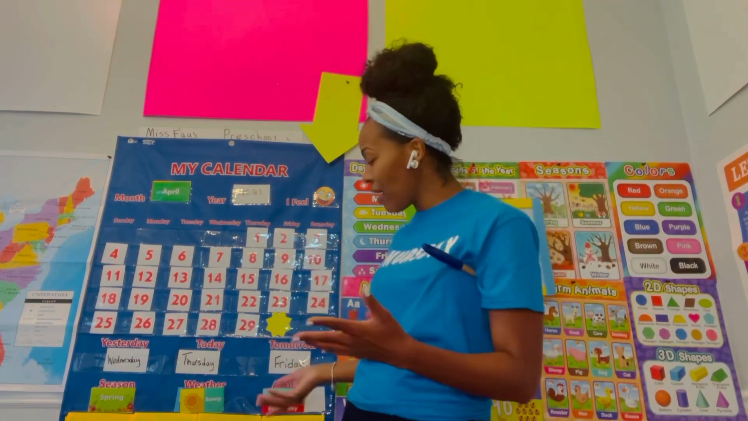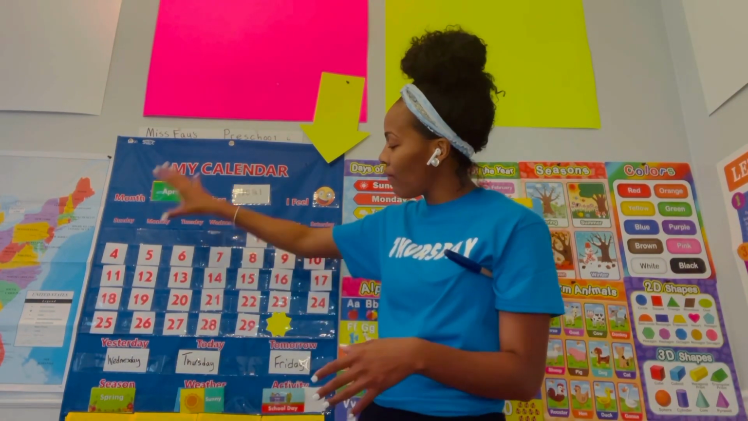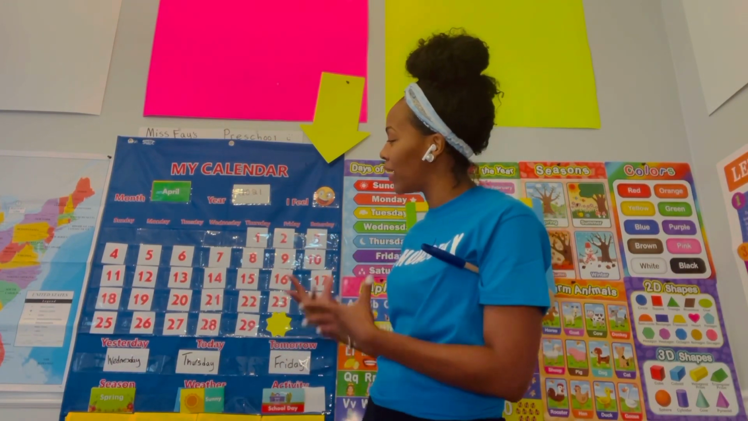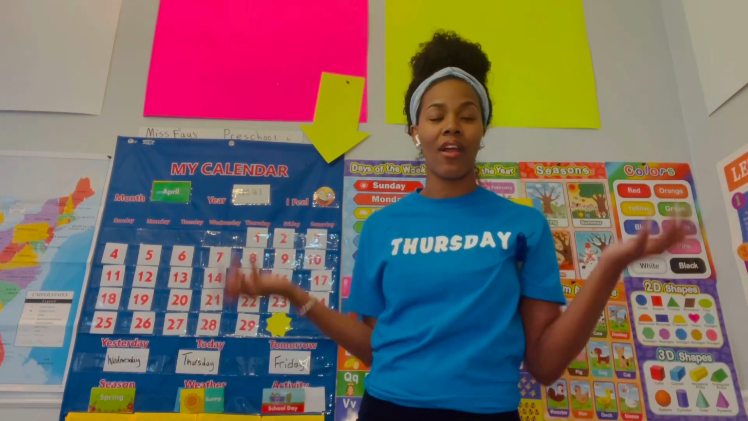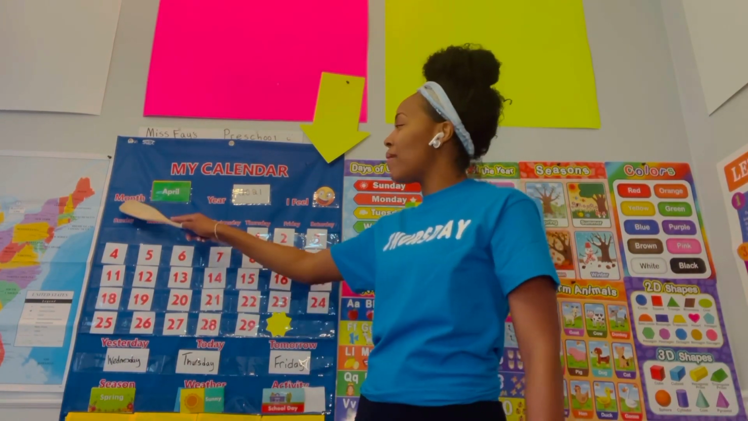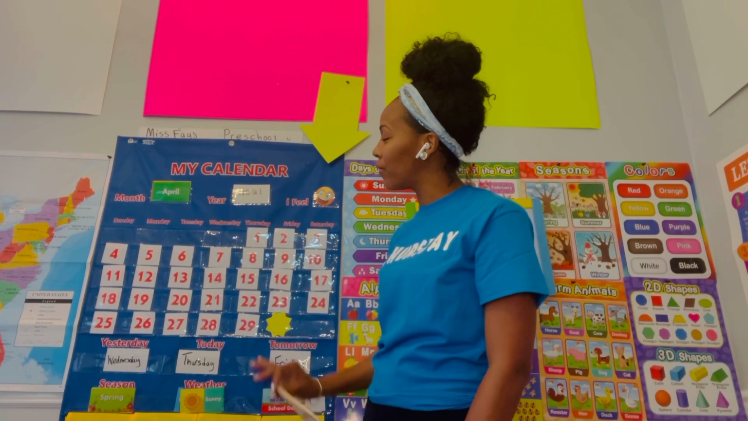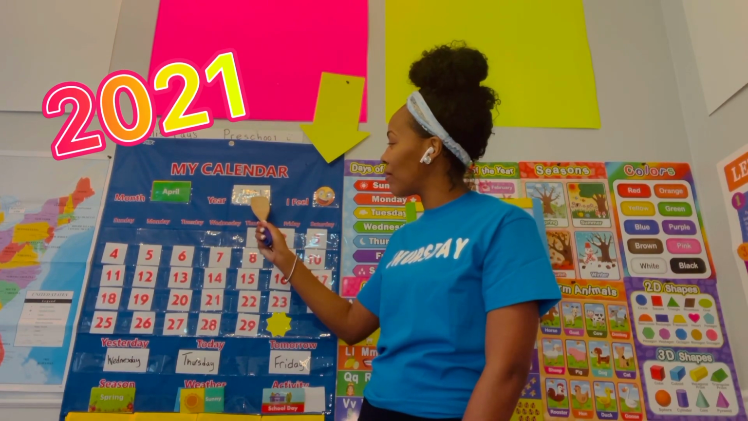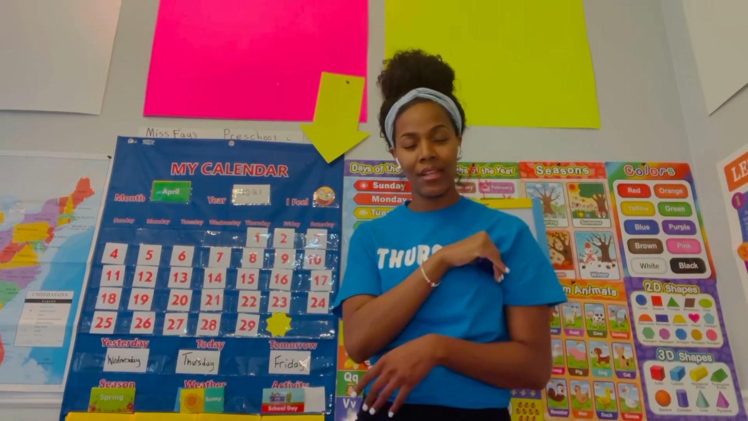Okay. Now, the handprints got on Miss Faye's foot. Okay, so now we have to go over each part of the calendar so we can make sure we can memorize everything. Are you guys ready to go over it? Let's go. Month, April. Date, 29. Year, 2021. So let's say it together.